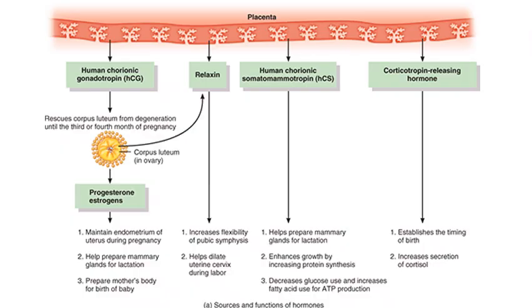So by the 4th month, when the placenta is fully established, the secretion of HCG is generally reduced, and the secretions of the corpus luteum are no longer essential. A high level of progesterone ensures that the uterine myometrium is relaxed and that the cervix is tightly closed.